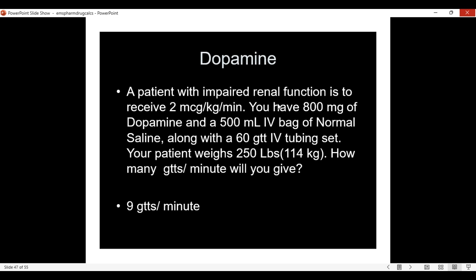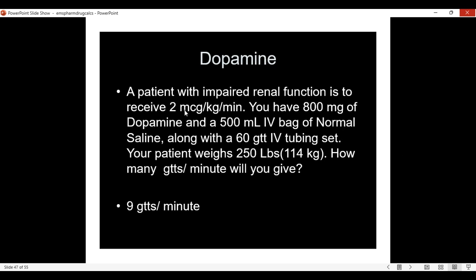So you take the micrograms times kilograms divided by 25. A patient that is impaired in renal function receives 2 micrograms per kilogram a minute. You have 800 micrograms of dopamine in a 500 milliliter IV bag of normal saline. You have 60 drop set tubing. The patient weighs 250 pounds, which I've converted down to 114 kilograms for you. How many drops? You see it already says 9. So how are we going to figure that?